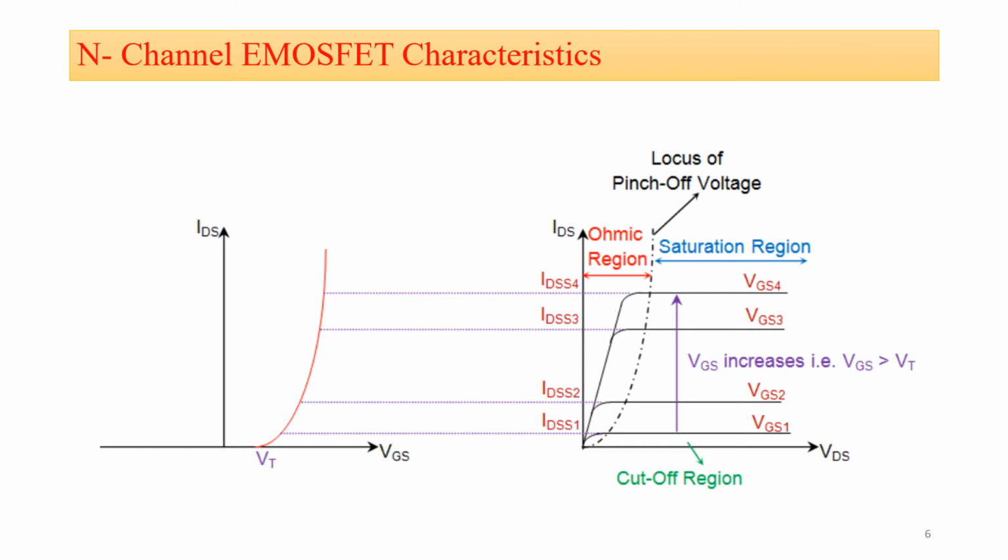Then the second region is the saturation region. The saturation region is the portion of the characteristics where ID remains fairly constant and does not change with the change in VDS. Means our drain current totally depends on the variation of the VGS, and this saturation is entirely different than the saturation in the transistor, because in order to use our e-MOSFET as an amplifier, our MOSFET should be in saturation region.